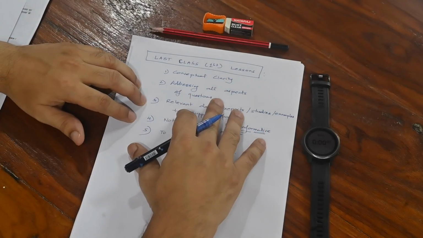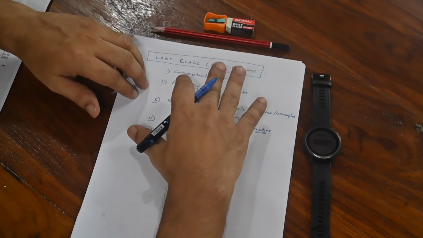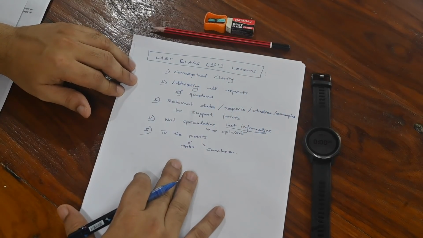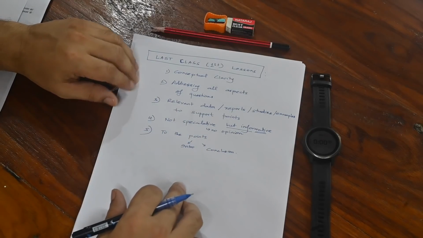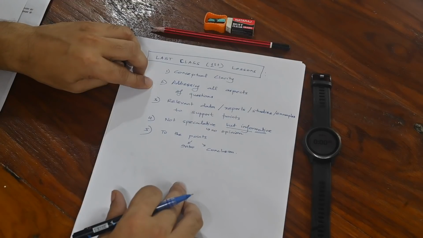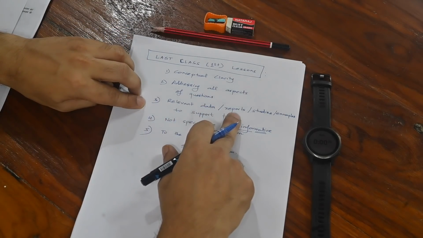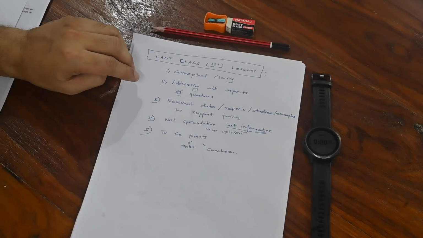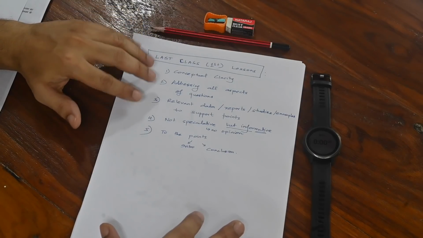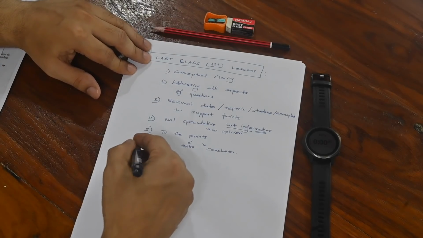Let us go ahead and revise the basics of answer writing from the first class that we had. In this first class, I talked about a few things which I will quickly cover. Number one is conceptual clarity. Number two is addressing all aspects of the question. Number three is relevant data, reports, studies, examples. So this is the sheet from the last class, a quick summary of what I talked about.